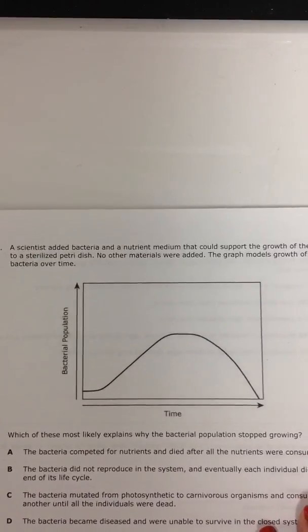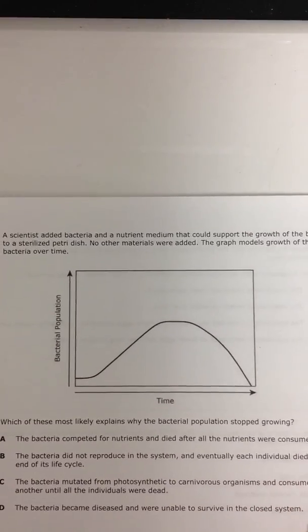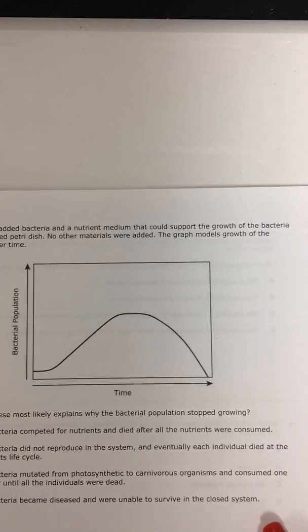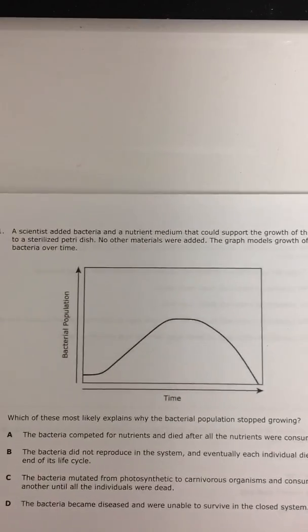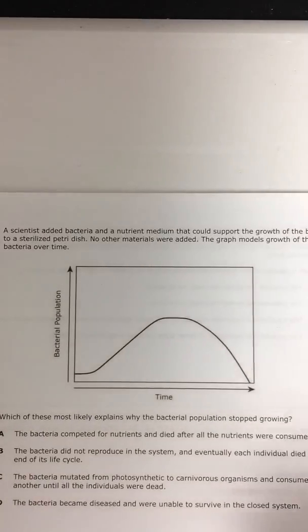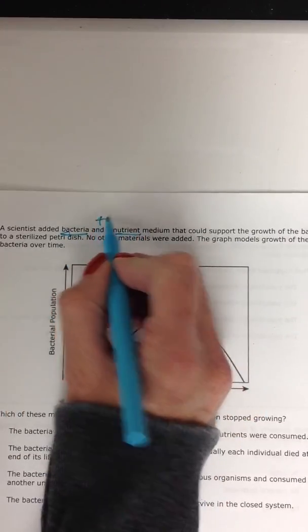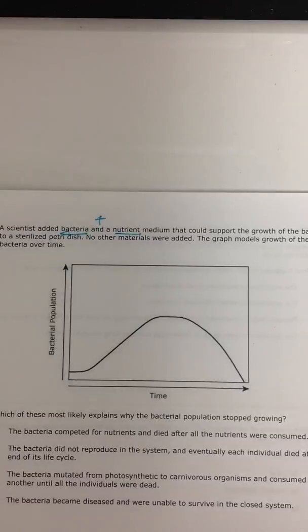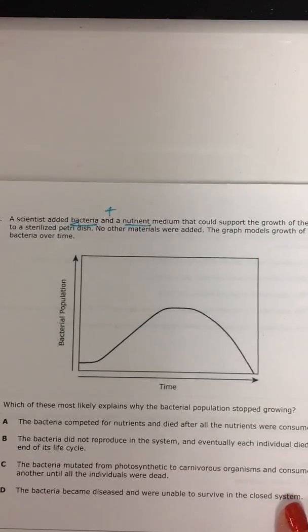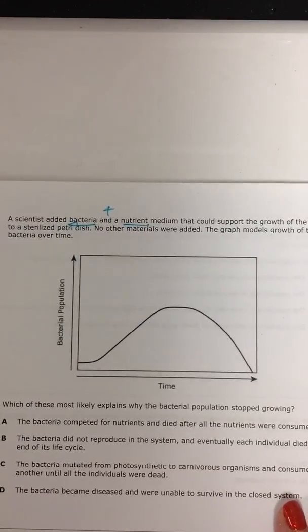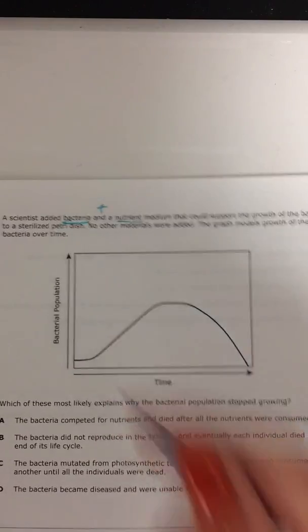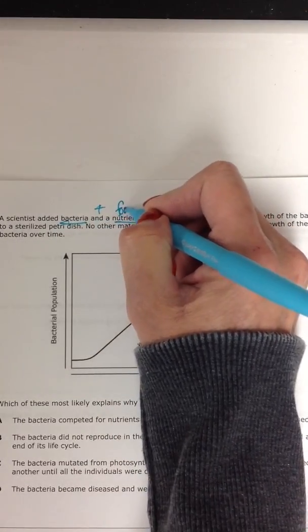Question 11. Scientists added bacteria and a nutrient medium that could support the growth of bacteria to a sterilized petri dish. So the scientist has bacteria and a nutrient in a dish. No other materials were added. So that's all that's in there. Bacteria and nutrient. So the bacteria and some food for the bacteria.